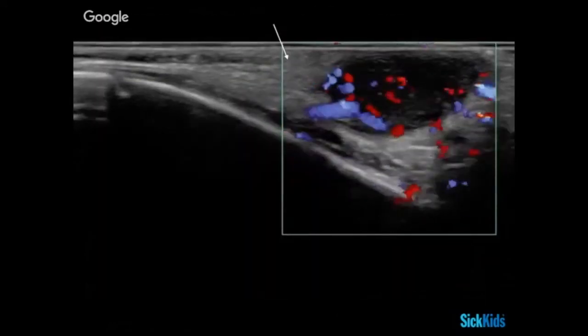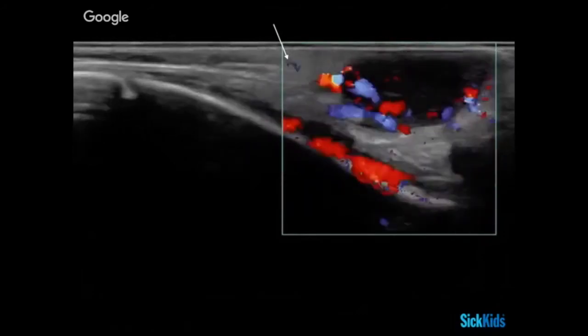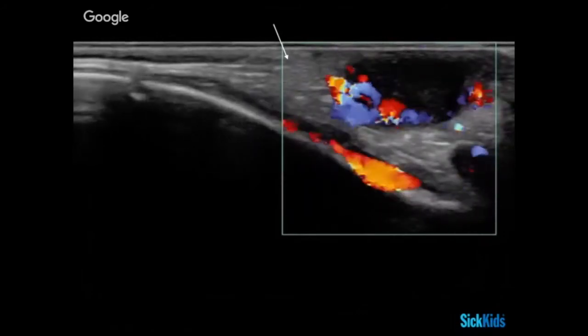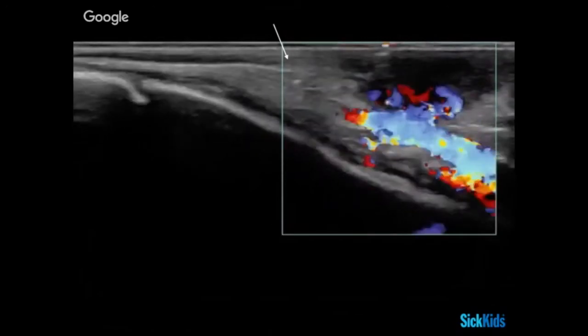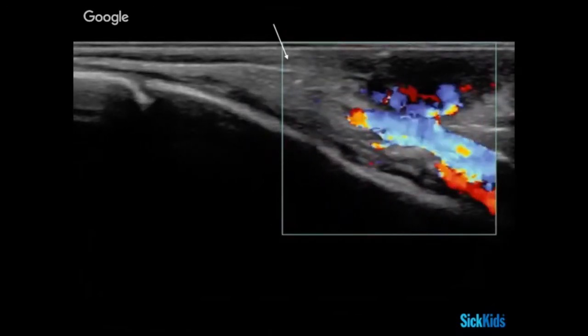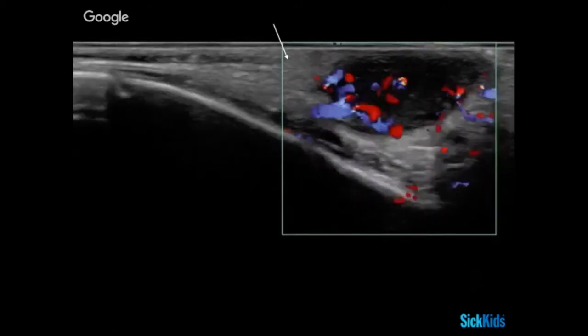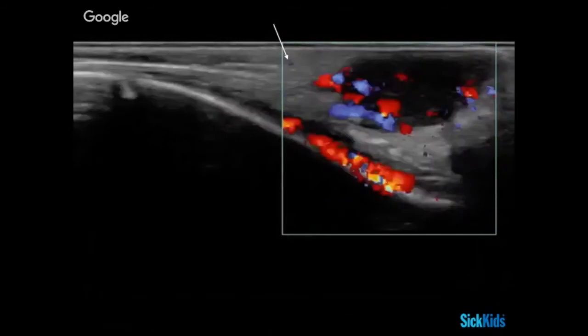Here's another example of an abscess. This one has clearer borders and is a little bit more oval in shape. But what's different about this one when we put the flow on? What do you guys think that is? There's a lot of flow. There's a lot of flow, you're right.